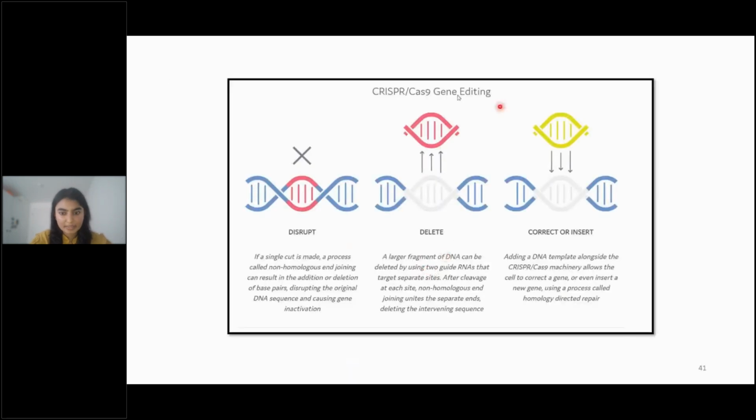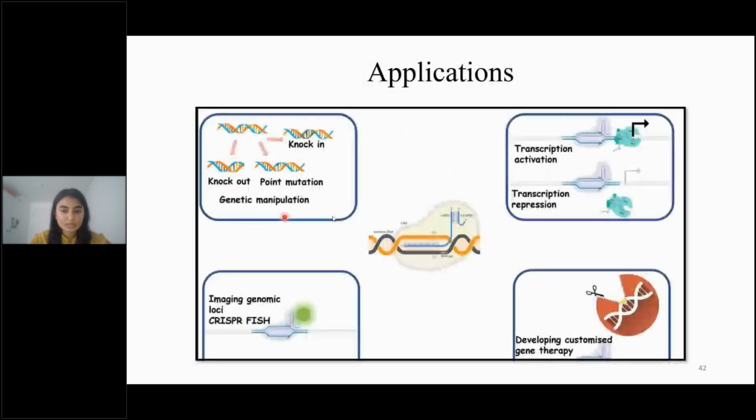Then what are the applications? You can disrupt a gene using CRISPR, you can delete the gene, or you can correct or insert a new gene. So you can see how powerful this gene editing technology is. You can use it in any system: in fungus, in bacteria, in humans, anything. The applications include to knock in, knock out, and to create point mutations.